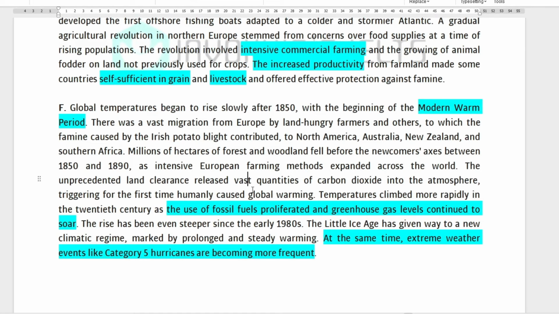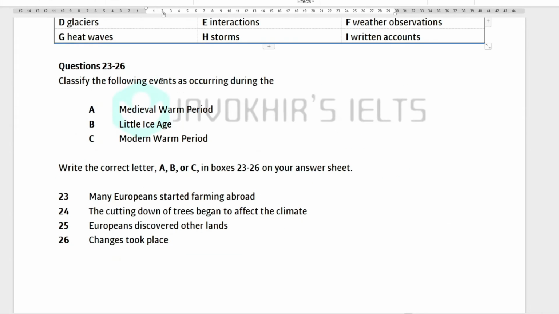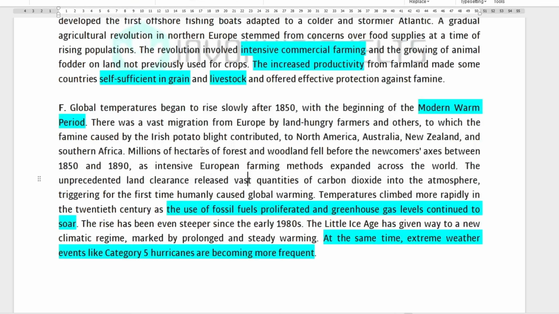Farming started here. So we know that farming, commercial farming, or was it land? Many Europeans started farming abroad, because the Irish potato blight contributed. The modern warm period, where European land-hungry farmers and others migrated to other countries like North America, Australia, or New Zealand. So this means that they moved to other countries to start farming. So there was a vast migration from Europe by land-hungry farmers and others, to which the famine caused by the Irish potato blight contributed.